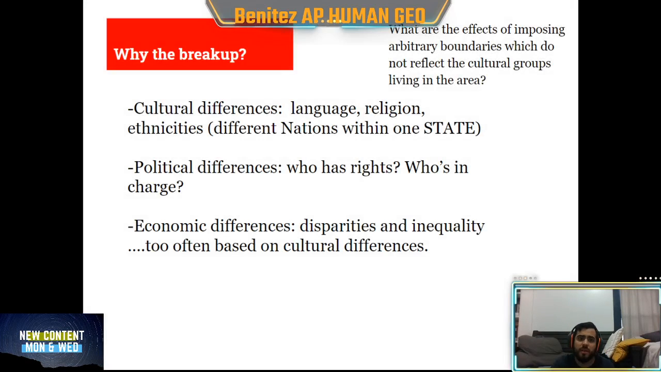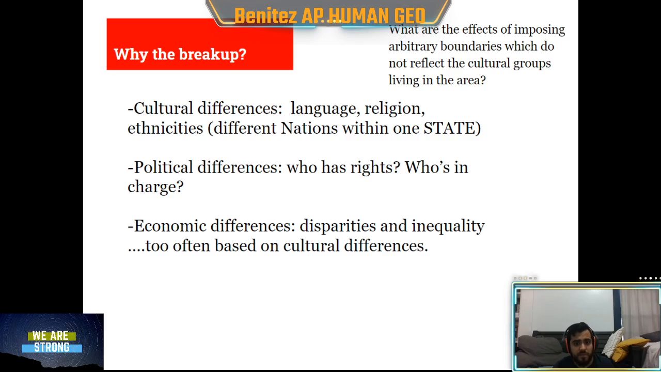So, why do countries break up? Most likely, they break up due to cultural differences. If we have a country where there's just too much diversity, where the people don't get along, where people don't like the language, or there's two groups that are culturally different, or let's say there's two different nations in one state, then that country would try to break up.